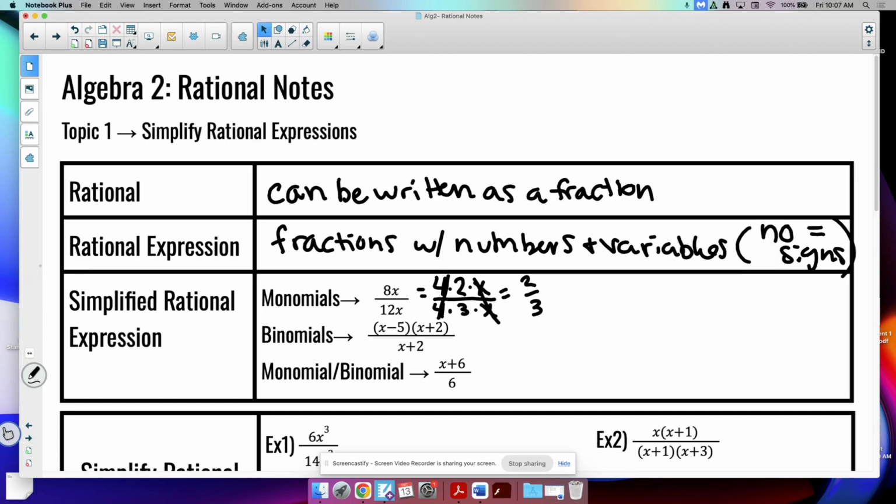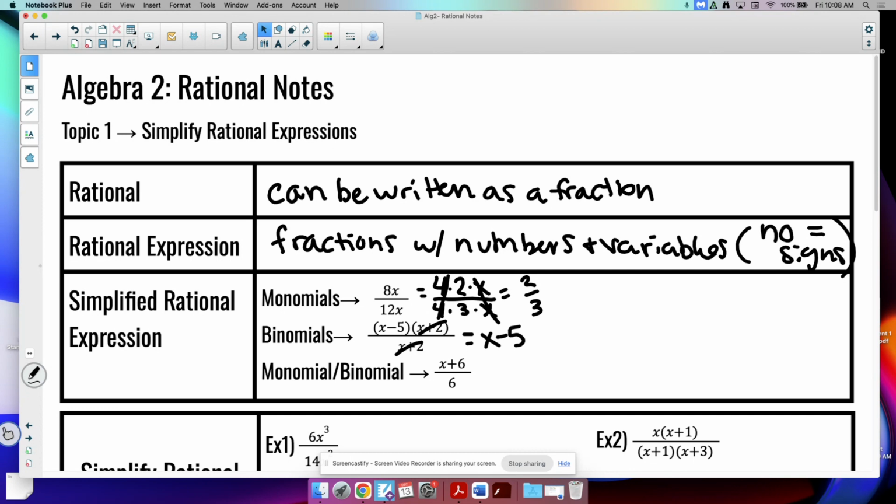Binomials means now you're going to have things that are factored, I guess. So a binomial like x plus 2 has 2 pieces. As long as it is a whole chunk, you can reduce. So on top and bottom, these both have an x plus 2. So you can cancel out that whole chunk together because x plus 2 divided by x plus 2 is all going to reduce to a 1, and you're just going to be left with x minus 5.